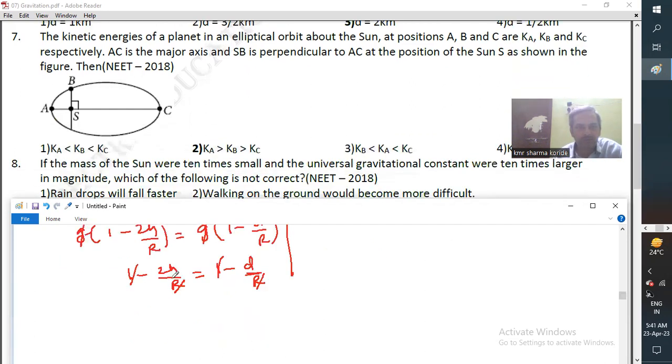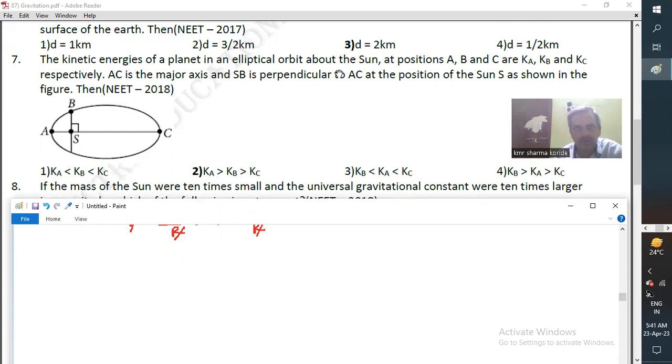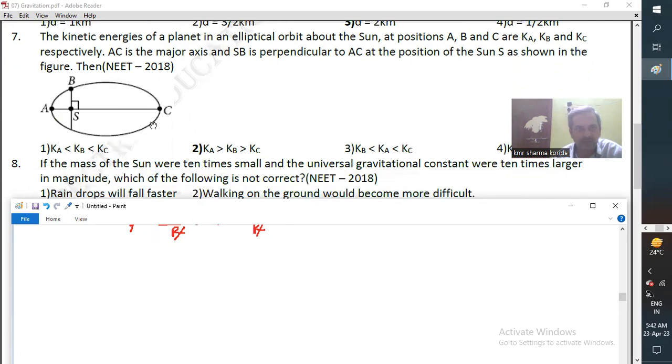Moving to the next question. This is based on Kepler's laws. The kinetic energy of a planet in an elliptical orbit about the sun at positions A, B, C are KA, KB, KC respectively. AC is the major axis, SB is perpendicular to AC at the position of the sun as shown in the figure. So remember, the semi-major axis is AC, and the semi-minor axis is from B crossing S up to here.